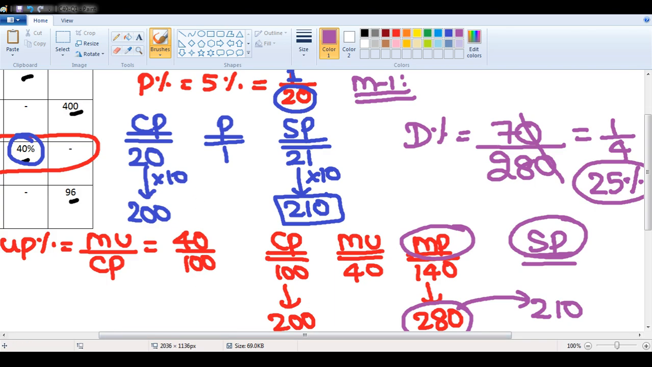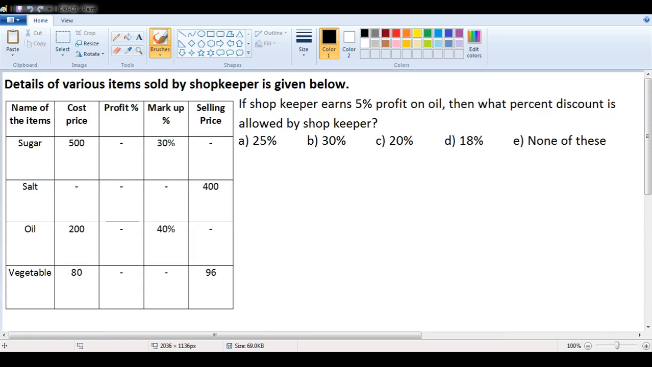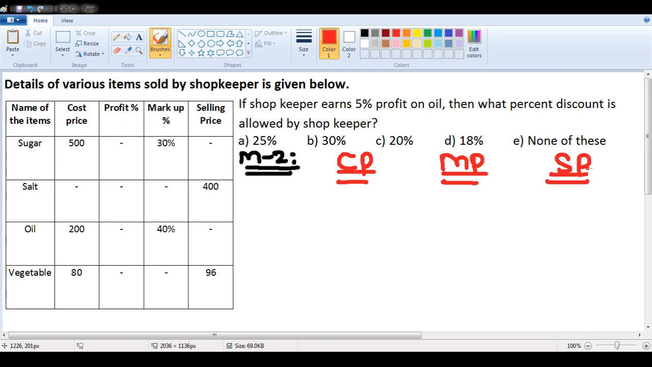Now see here, the same first question. I am solving it in method 2. Method 2 says, which I also discussed in my previous class: cost price is there, market price is there, selling price is there. Between cost price and market price, markup percentage will come. For oil it is given as 40%.